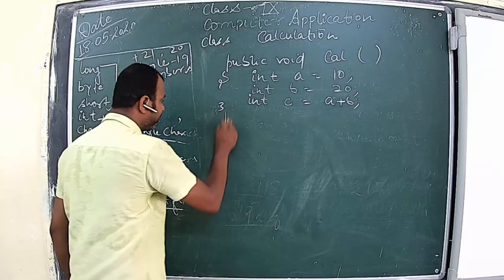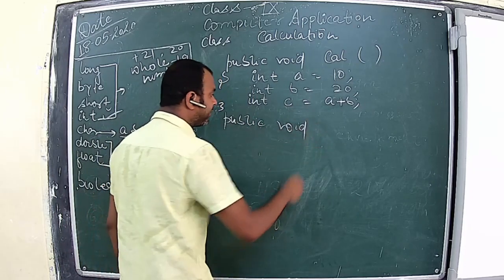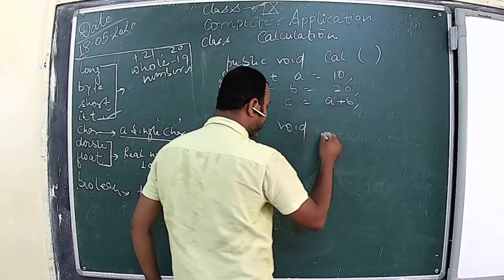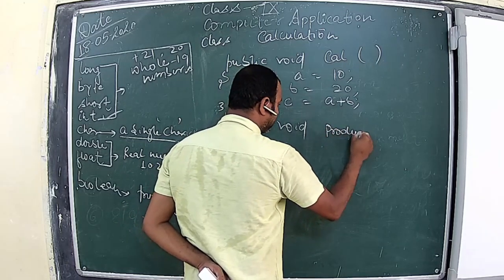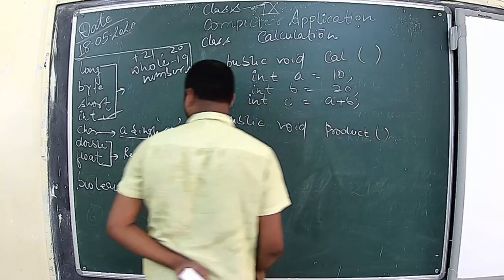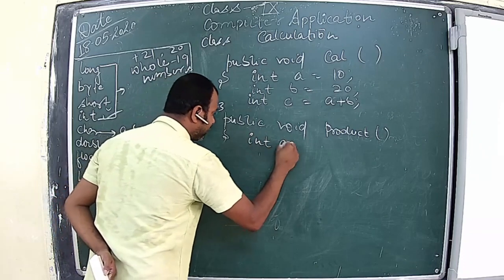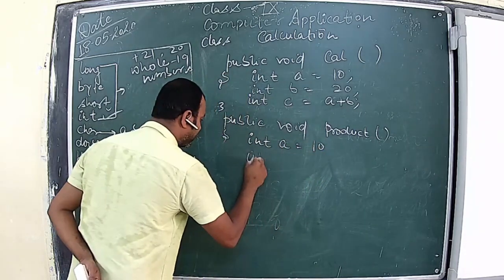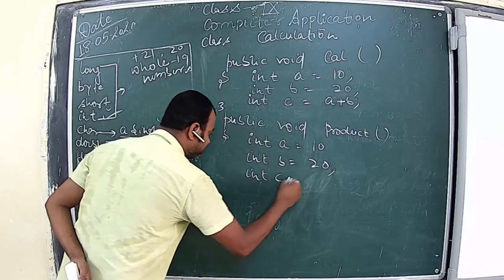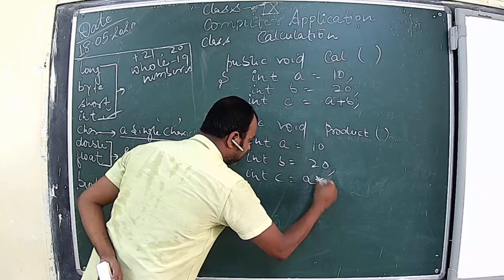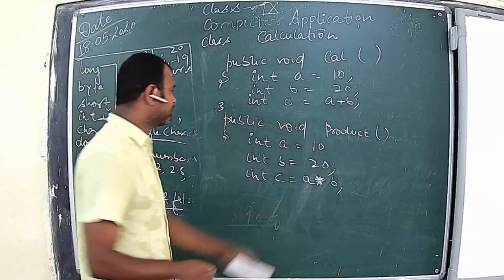So let's see how we can do it. Public void, and you can change the method name here, like product. You can write product here, and then I can have int a equals 10 again, int b equals 20, and int c equals a into b. Okay, I did not print here, so I need to print also.